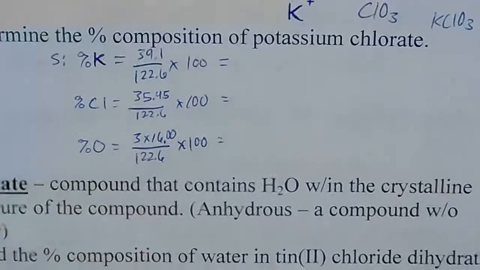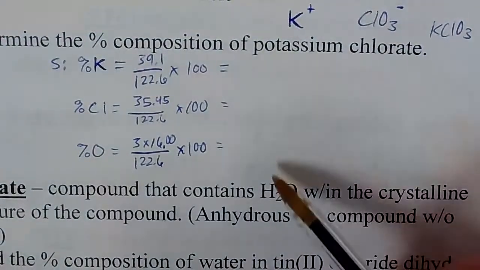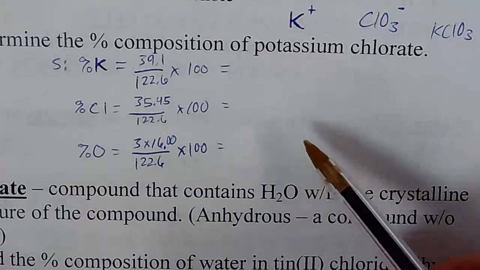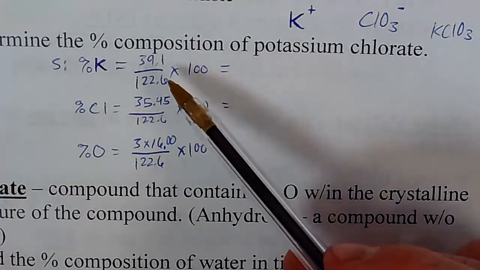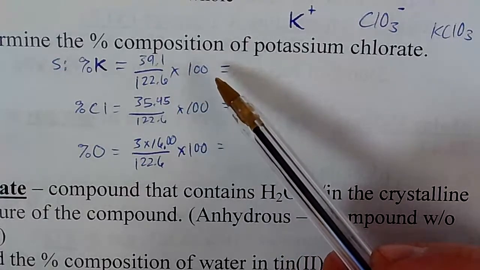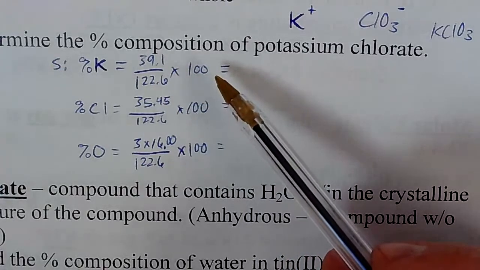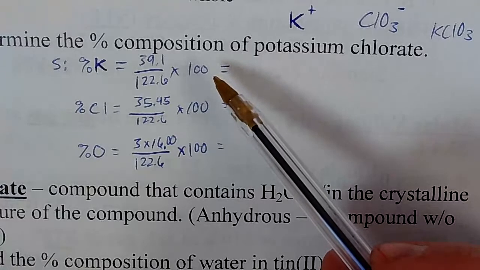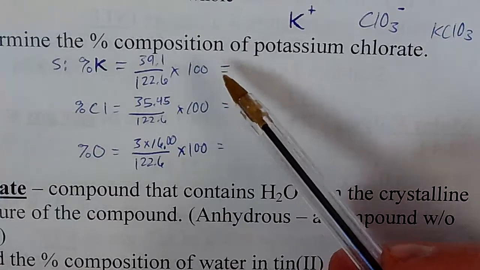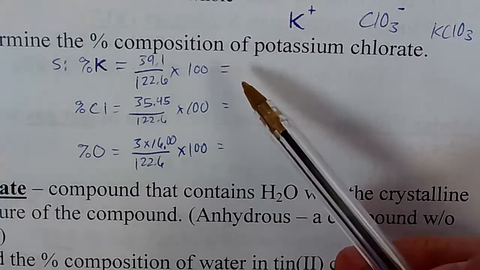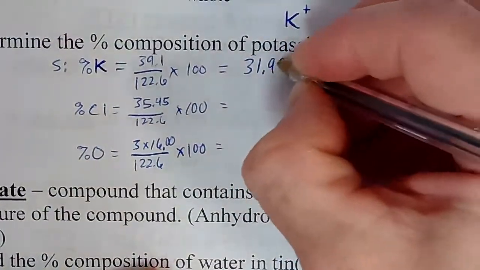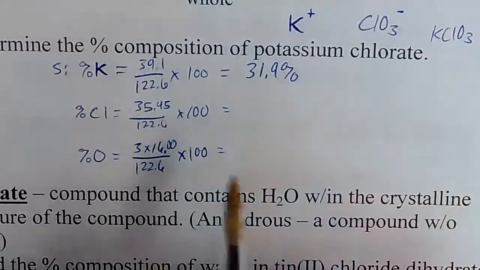All right. When we get done with these, what should all the percentages add up to if we did this correctly? Yeah, about 100. Okay. So 39.1 divided by 122.6, times 100. Anybody got that one yet? 31.89. Anybody second that? Okay. I'm just going to go to 3 significant figures.